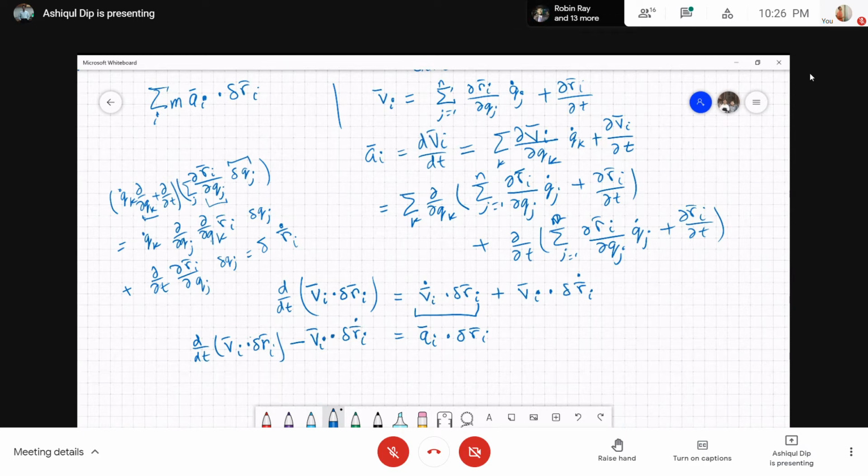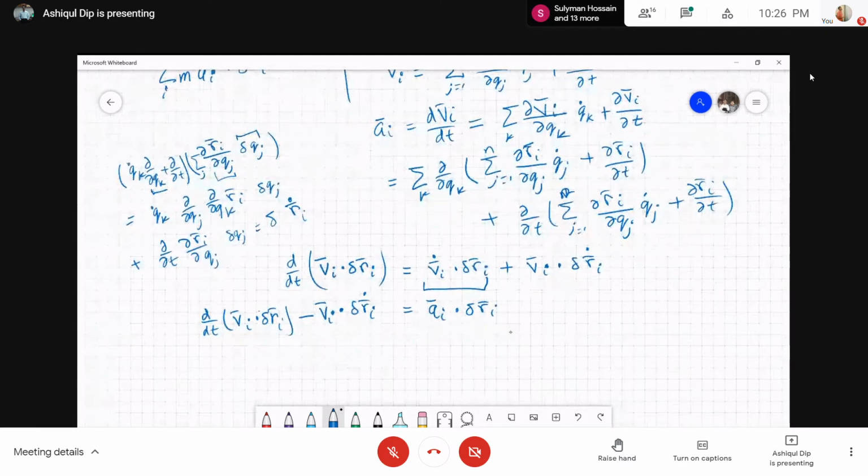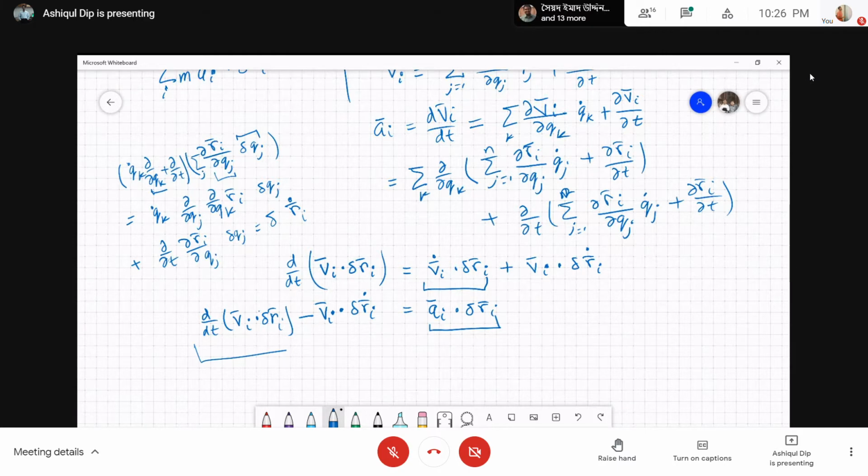We can write that, right? And then sum over i's. Now we have this expression, and we have our expression for pi as well. So we can substitute this inside D'Alembert's principle.